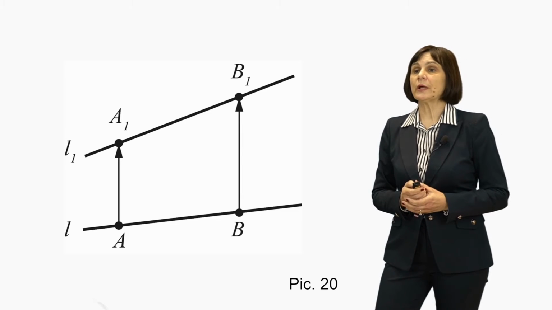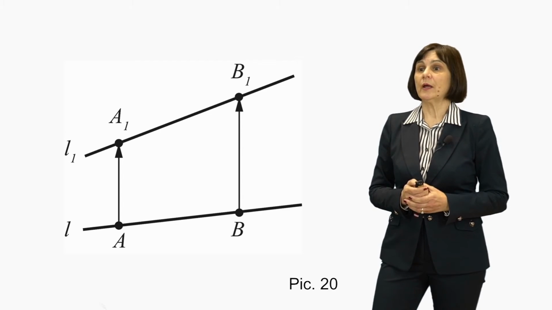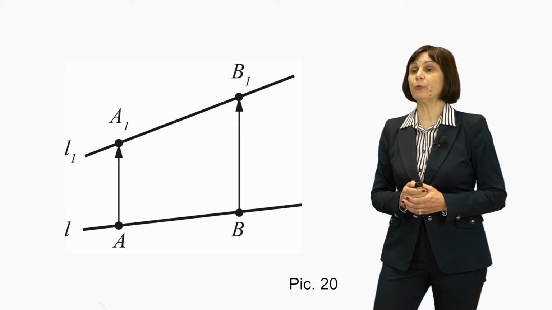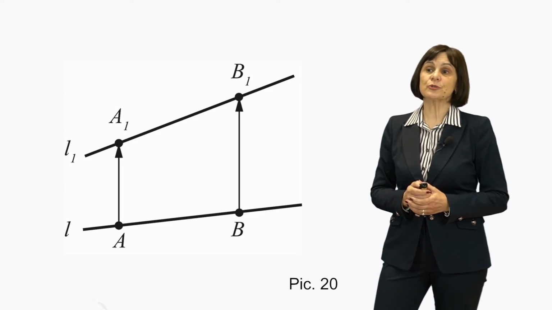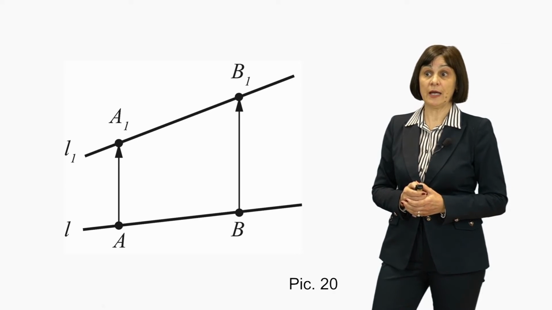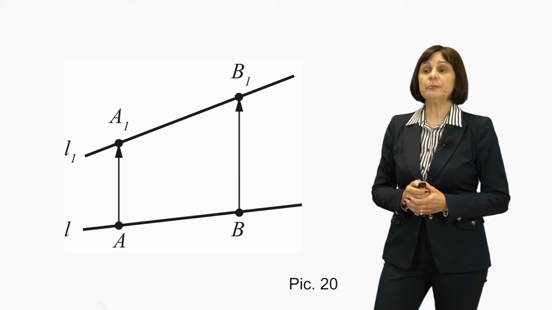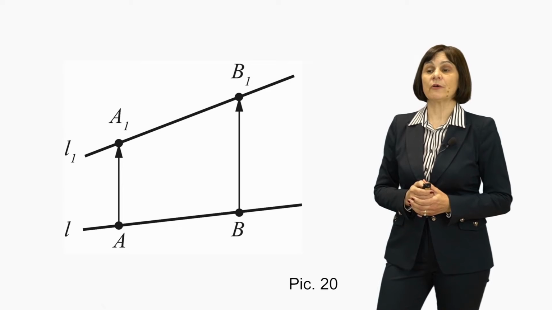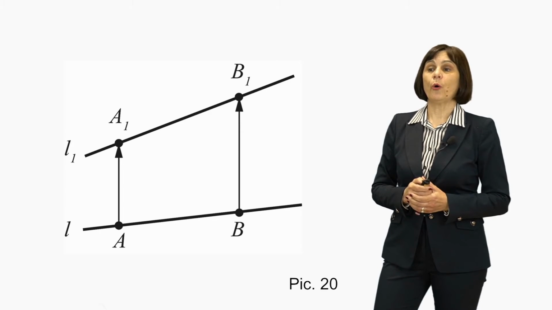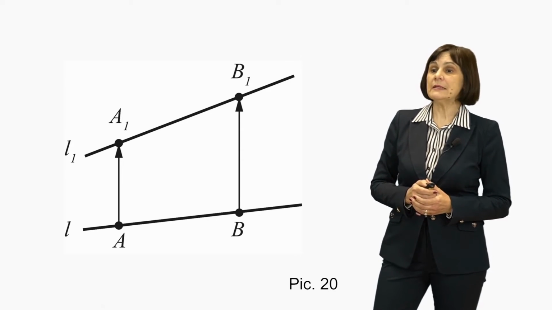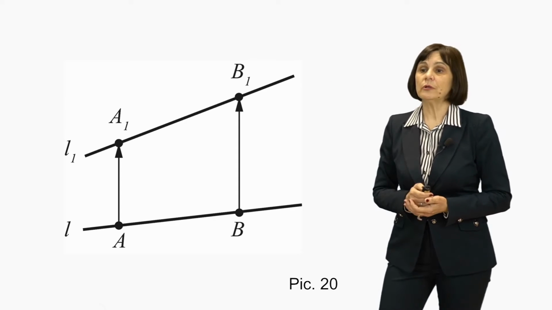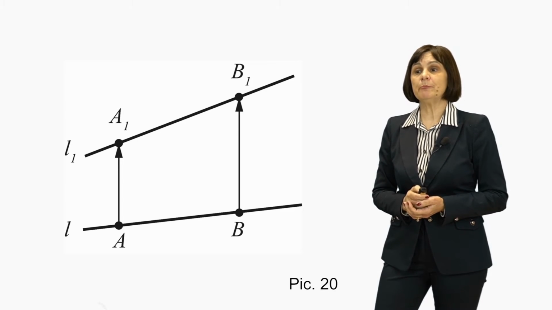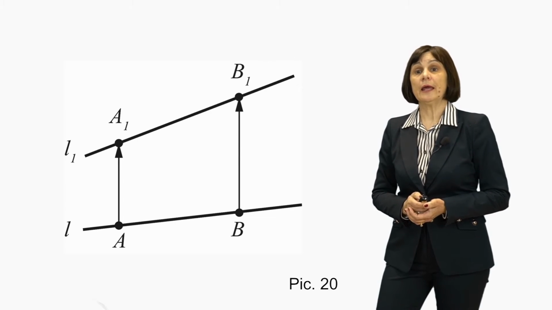If it is known that point B belongs to this line and the horizontal projection of this point also belongs to the horizontal projection of the line, then the frontal projection of this point will also be located on the frontal projection of the line. This example is shown on our drawing. We get point B1 on the line L1.